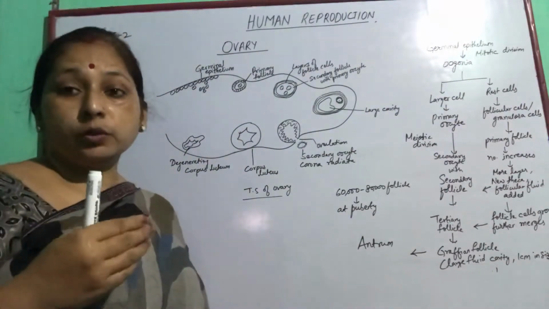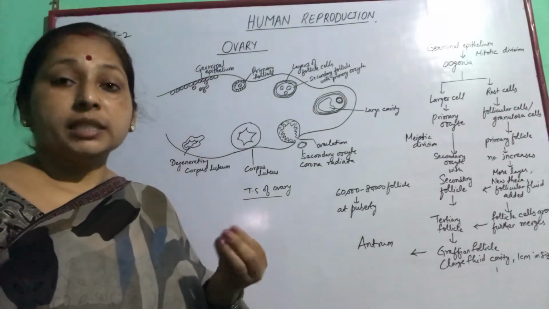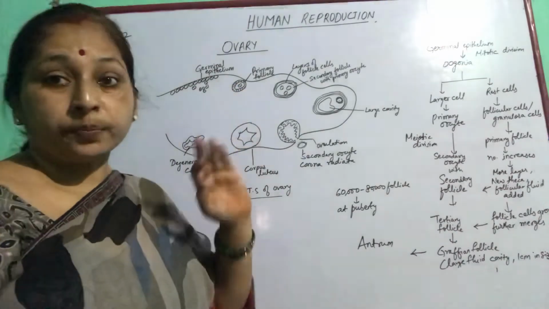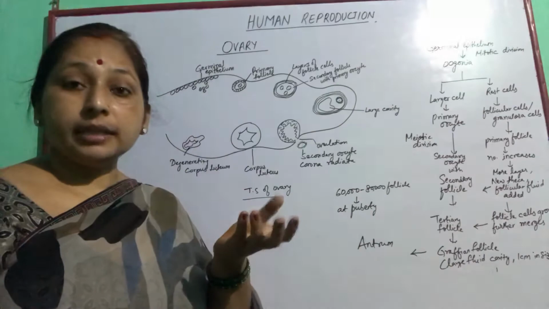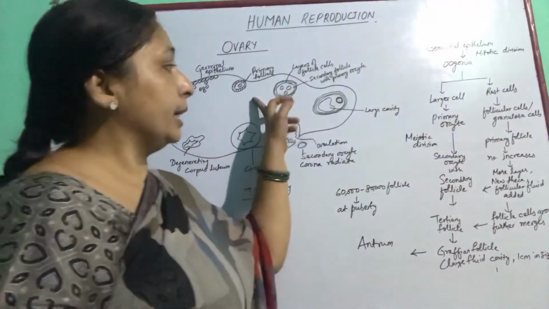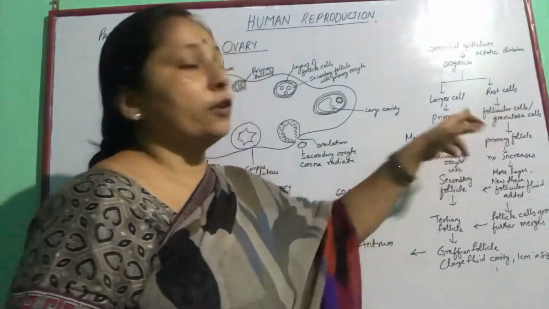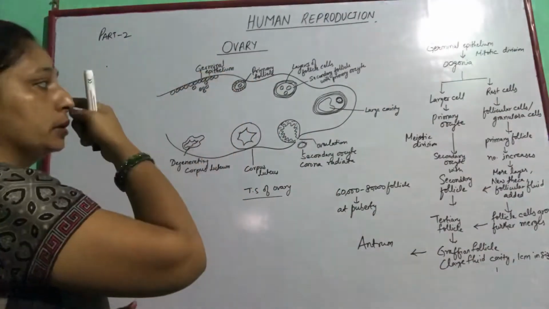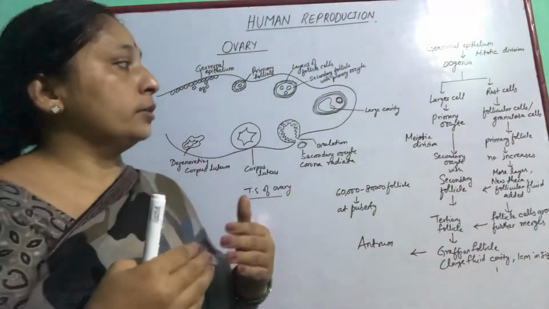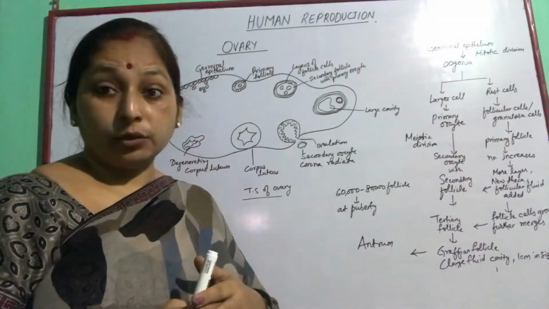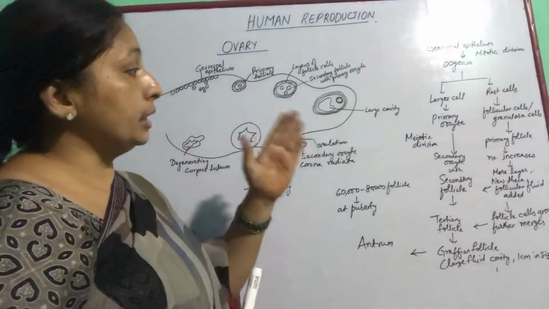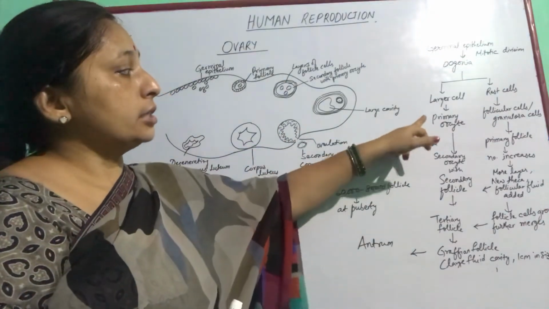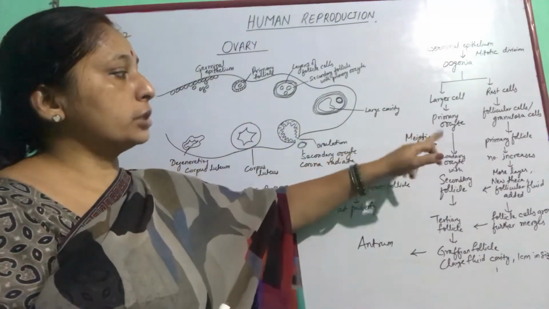When they start moving toward the center, the one which is larger in size forms the primary oocyte. The rest of the cells form follicular cells. The follicular cells surround the primary oocyte, and the follicular cells are also termed the granulosa cells. So the rest form follicular cells or granulosa cells, and the larger cells form the primary oocyte.